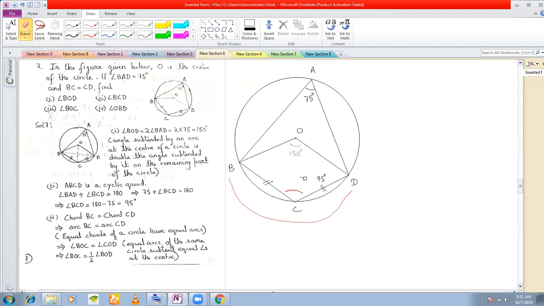Very good, Apurva. You deserve the 63 you got, or maybe more. Sir, no, I don't deserve that. 180 minus 75 is 105. No, 95. 105. Okay, fine. 180 minus 75 is 105. Yes, it should be 105.